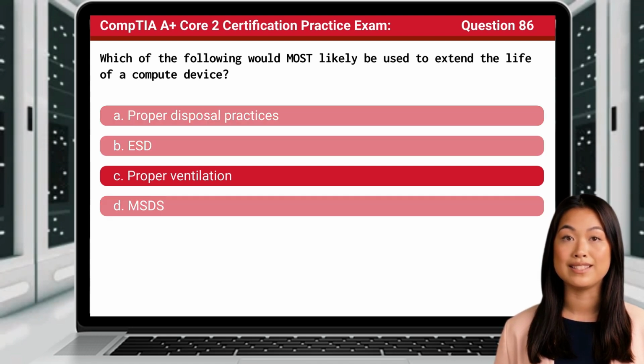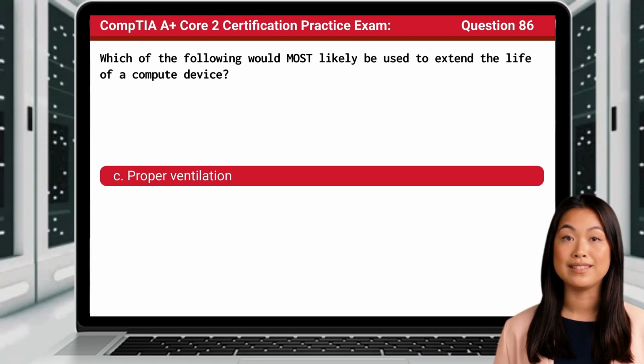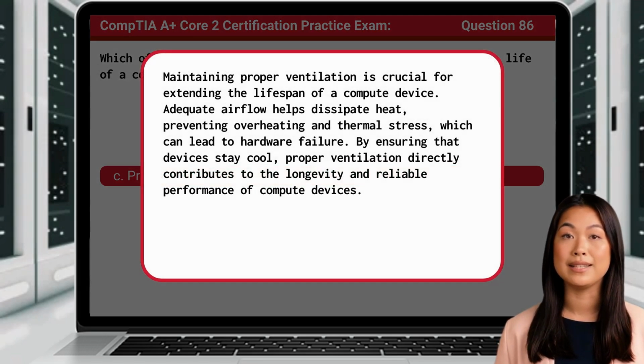The answer is C. Proper ventilation. Maintaining proper ventilation is crucial for extending the lifespan of a compute device. Adequate airflow helps dissipate heat, preventing overheating and thermal stress, which can lead to hardware failure. By ensuring that devices stay cool, proper ventilation directly contributes to the longevity and reliable performance of compute devices.